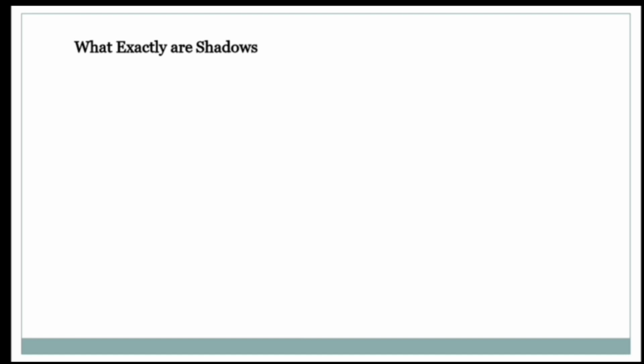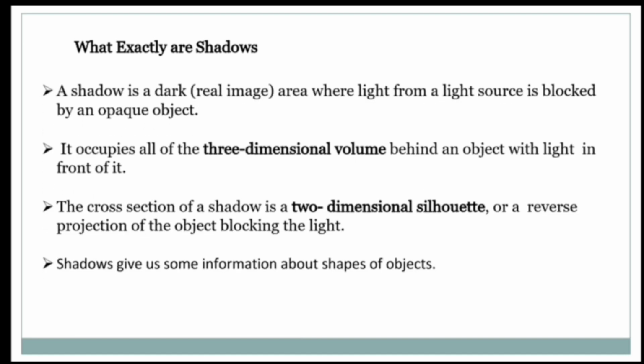What exactly are shadows? A shadow is a dark area where light from the light source is blocked by an opaque object. It occupies all the three-dimensional volume behind an object with light in front of it. The cross-section of a shadow is a two-dimensional silhouette or a reverse projection of the object blocking the light. Shadows give us some information about the shapes of objects. By looking at a shadow, we can tell what shape the object has.